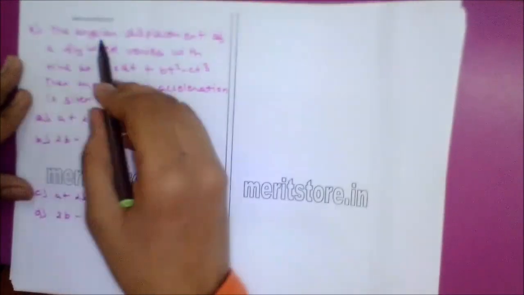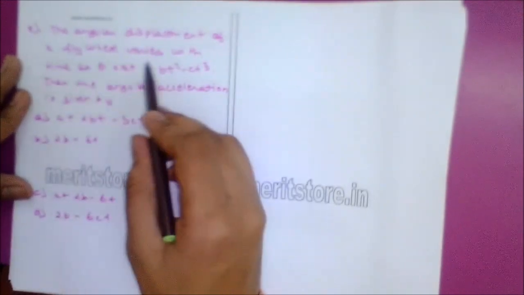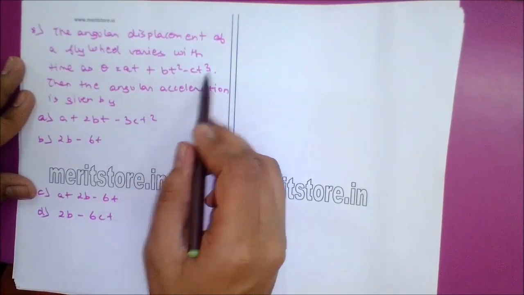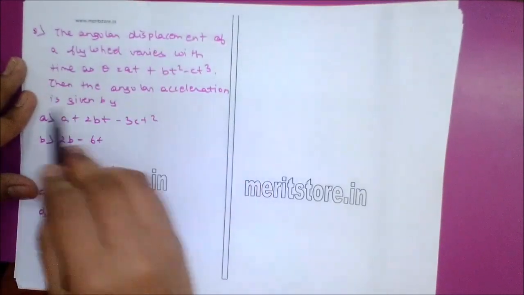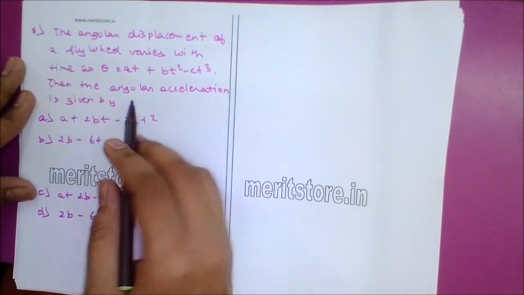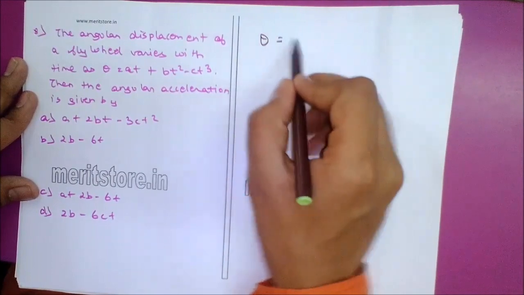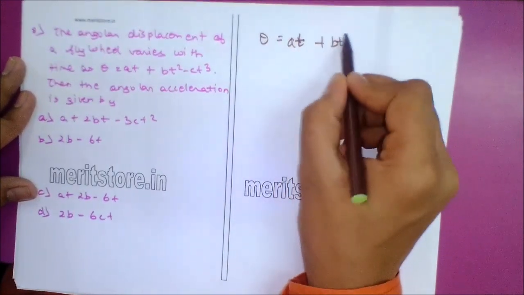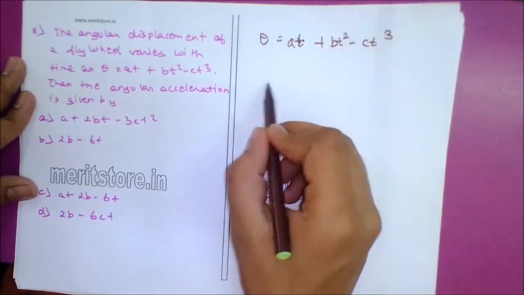Question number 8. The angular displacement of a flying wheel varies with time as theta is equal to at plus bt square minus ct cube. Then the angular acceleration is given by. Now to solve this question we know the value for theta given is at plus bt square minus ct cube.